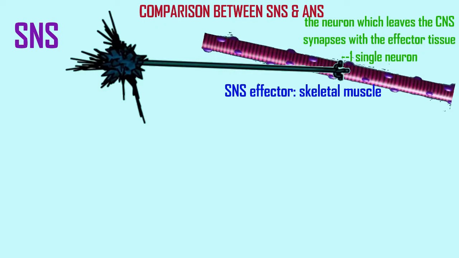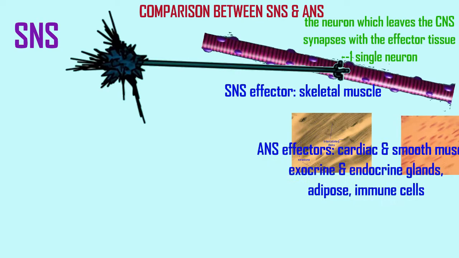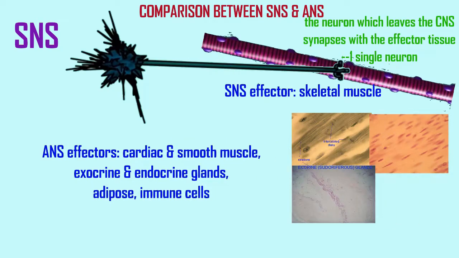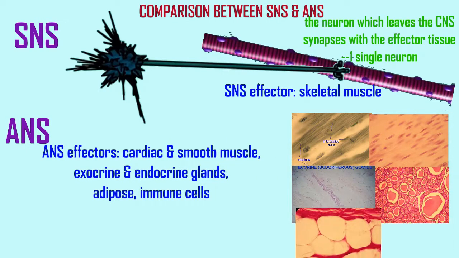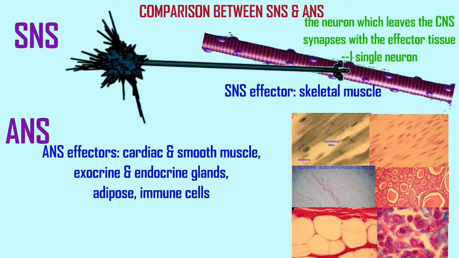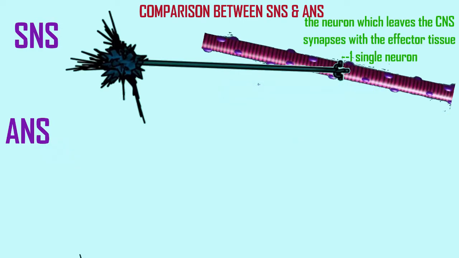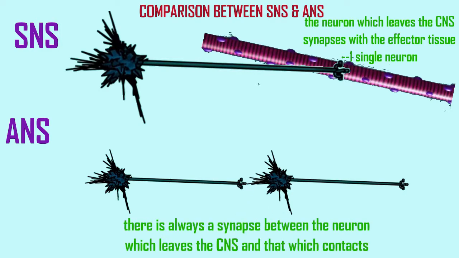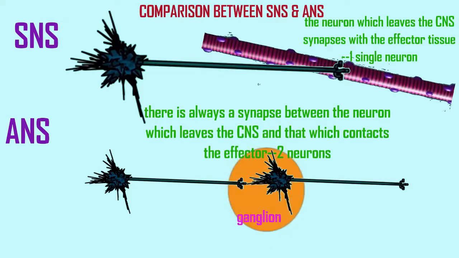synapses with the effector. In contrast, in the autonomic nervous system, the neuron whose soma and dendrites are in the central nervous system leaves the central nervous system, its axon does, but it does not reach the effectors and synapse with them. Instead, there is a synapse with a second neuron, and it is this second neuron which then proceeds to synapse with the effector. So in the autonomic nervous system, there are two neurons.